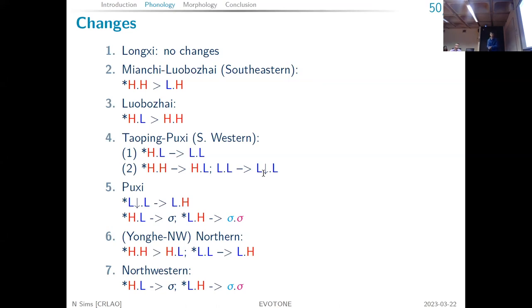I won't go through each of these, but this is just to give you proof that each one of those nodes on the tree that I showed earlier is validated by one of these innovations. So except for Longxi, which I can't find any tonal changes for, I based that tree on these correspondences. So Mantra and Lobojai, they share an innovation. Lobojai has an additional change. Puxi has an additional change on top of Taoping here, for example. So we can see the divergence from Longxi.